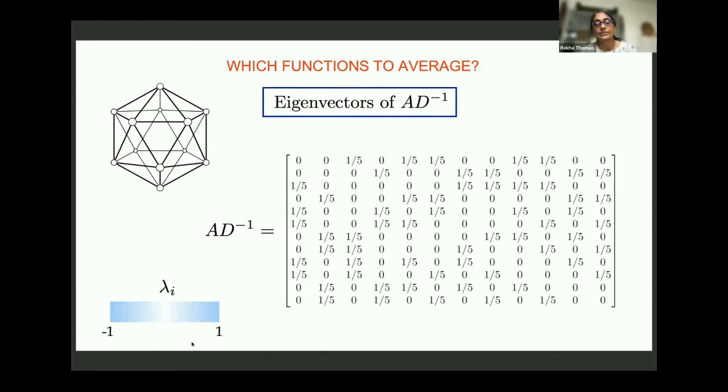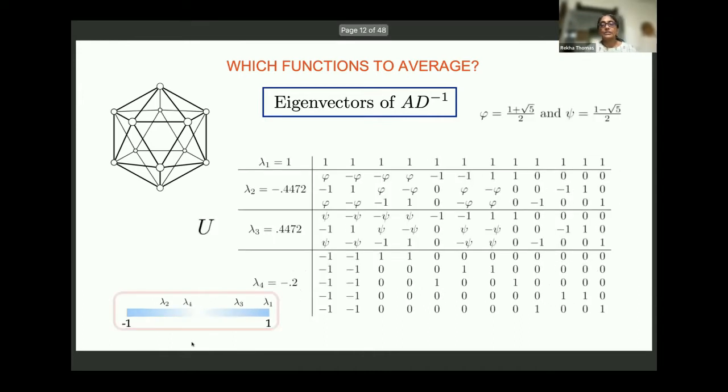All the eigenvalues are real. The biggest one is 1. The dominant eigenvalue is 1. So this is the matrix that we want. This is going to play the role of the Laplace operator on the sphere. And what we want to average are the eigenvectors of this AD inverse.